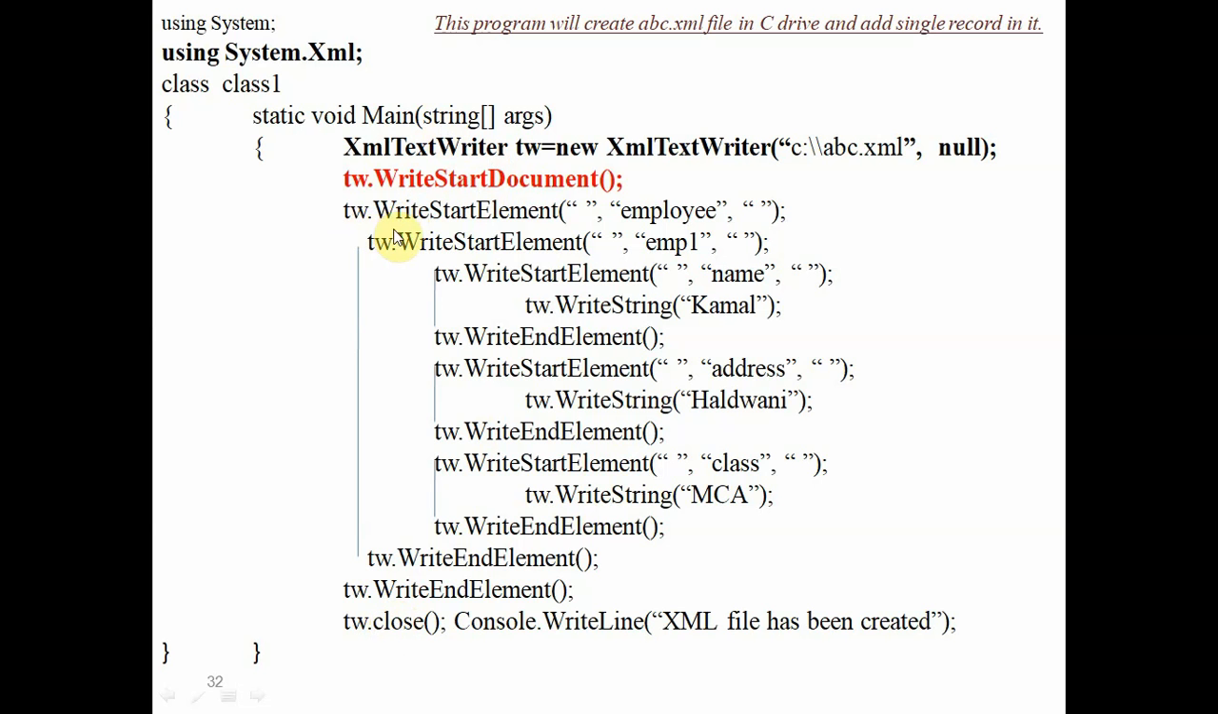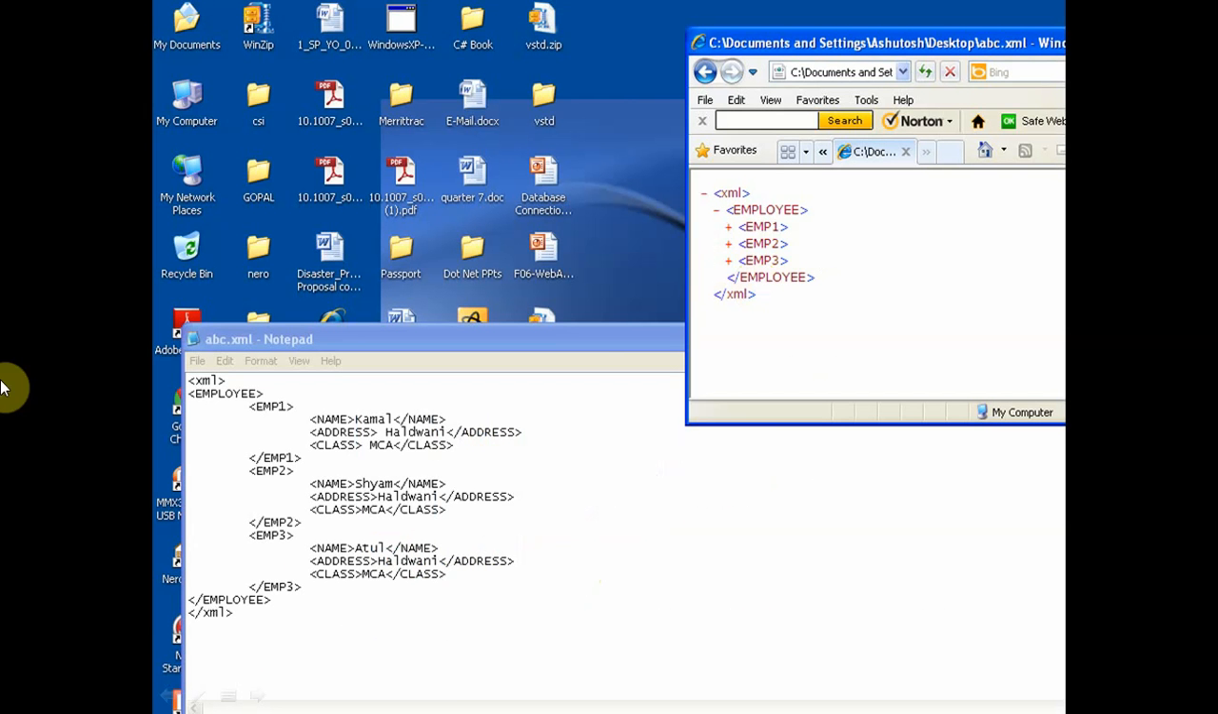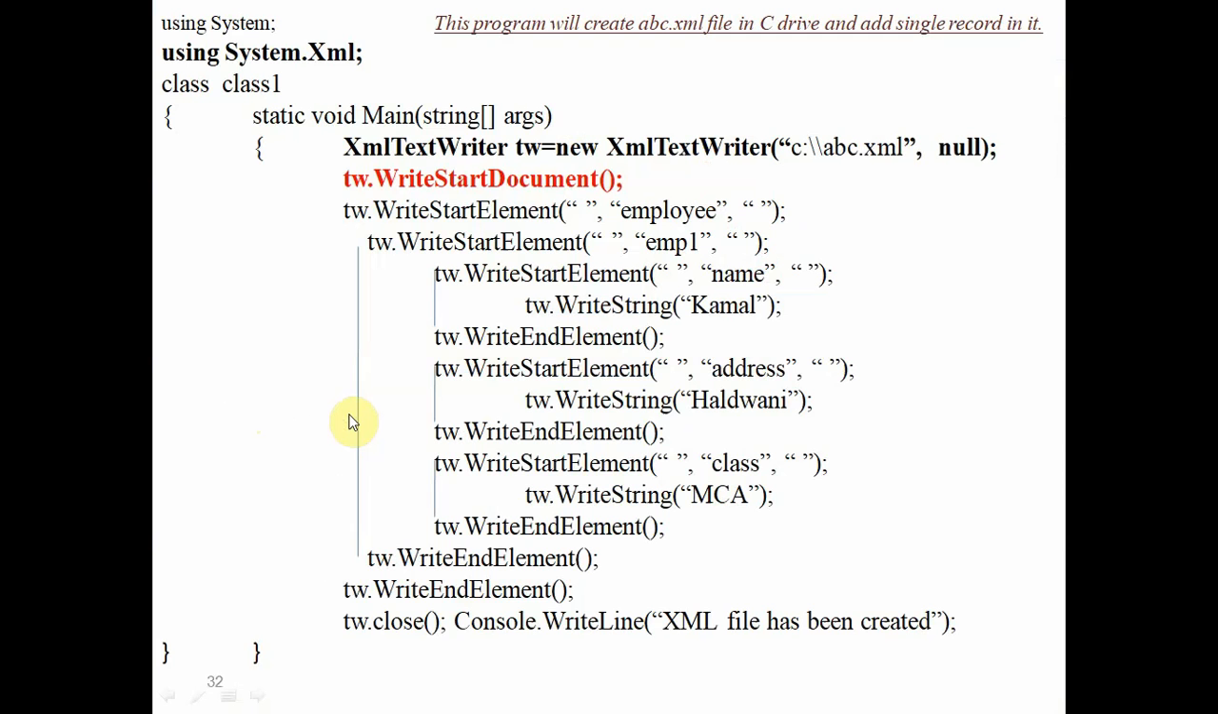And this is tw.WriteStartElement for employee, and it is closed here with WriteEndElement. We write tw.WriteStartElement for employee, tw.WriteStartElement for EMP1, and tw.WriteStartElement for name. For all these three we use the same function, tw.WriteStartElement. Three times we have written WriteStartElement: first time for employee, second time for EMP1, and third time for name.